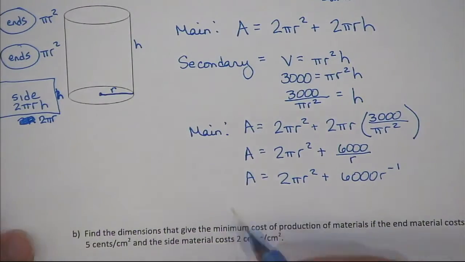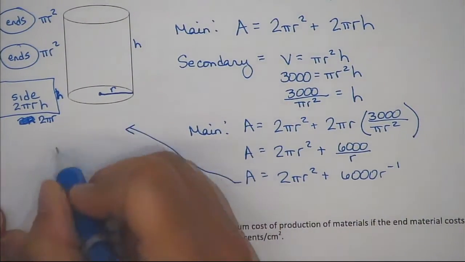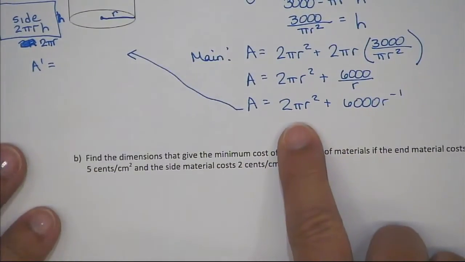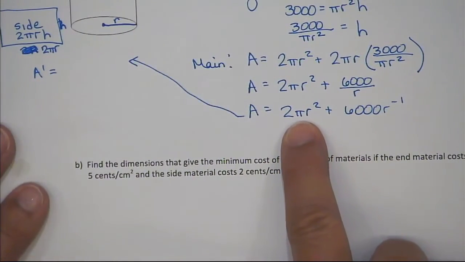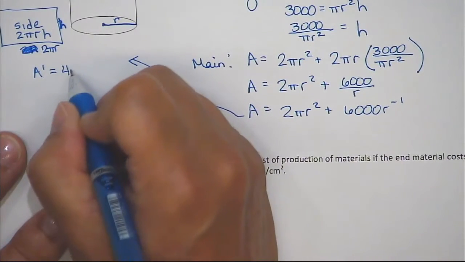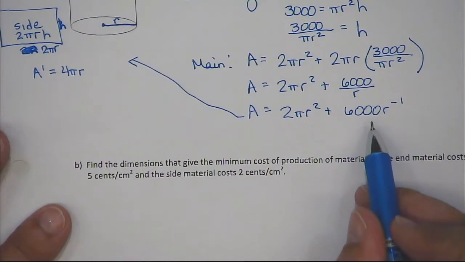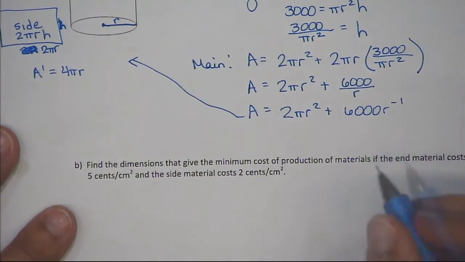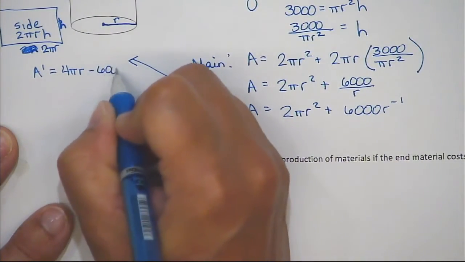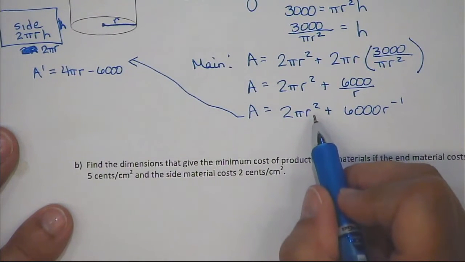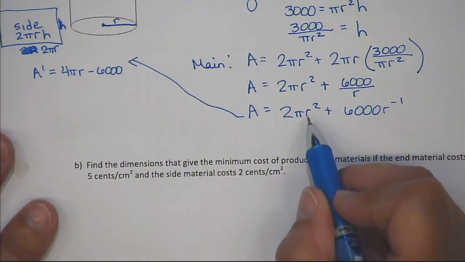Okay, so I'm going to move over to this side. All right, so now we're ready to do A prime. Okay, remember pi is a constant. So the derivative of 2 pi r squared is 4 pi r. And then the derivative of 6,000 r to the negative 1 would be minus 6,000. Why wouldn't it just be 4 pi though? Because isn't 4 pi like the, oh, never mind, my bad. R is your variable. Yeah.